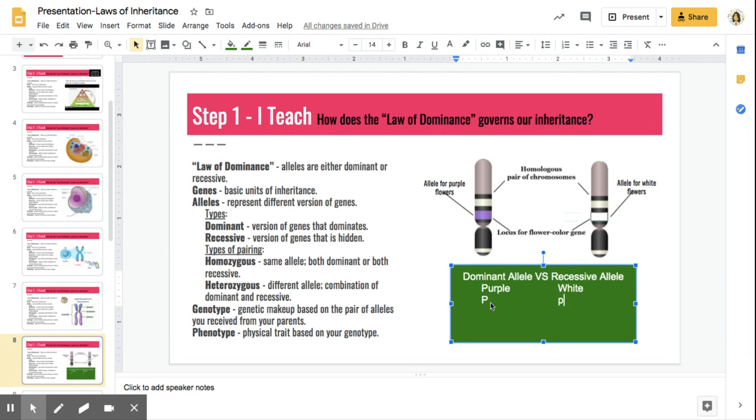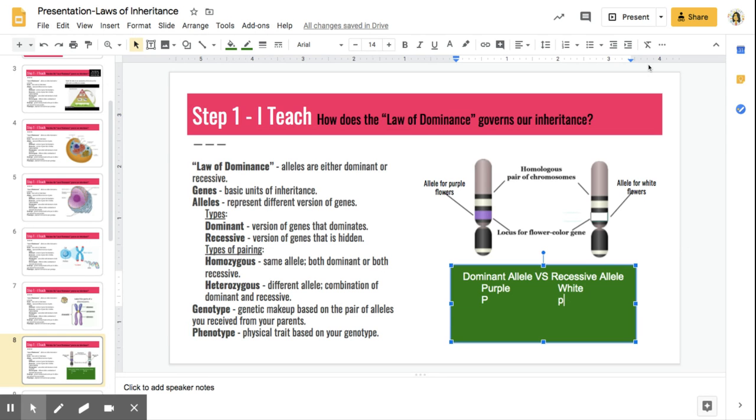So again, to represent the dominant and recessive allele, we'll use the capital P for purple and the small p for white. Okay? So we use the same letter. We did not use W for white. They have to be the same letter because both of these alleles sit on the same locus, which is the locus for the color of the flower. So that is the types of alleles.